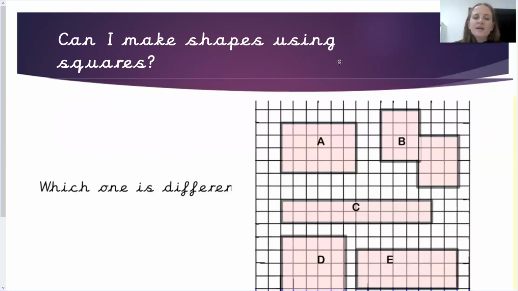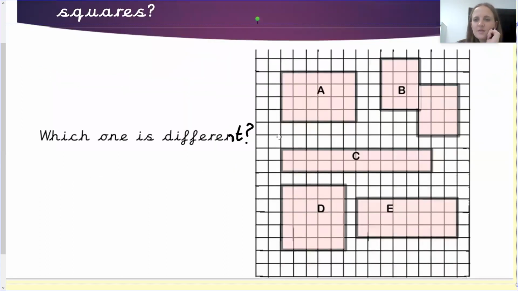Which one do we think is different? So looking at this, that should actually finish like that. Which one is different? So I'm going to pause this so we can see. Have a look at the shape.